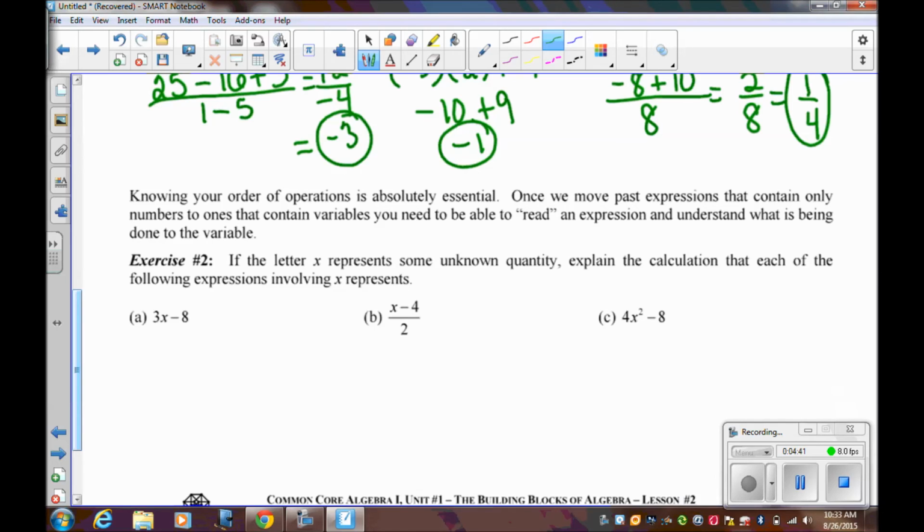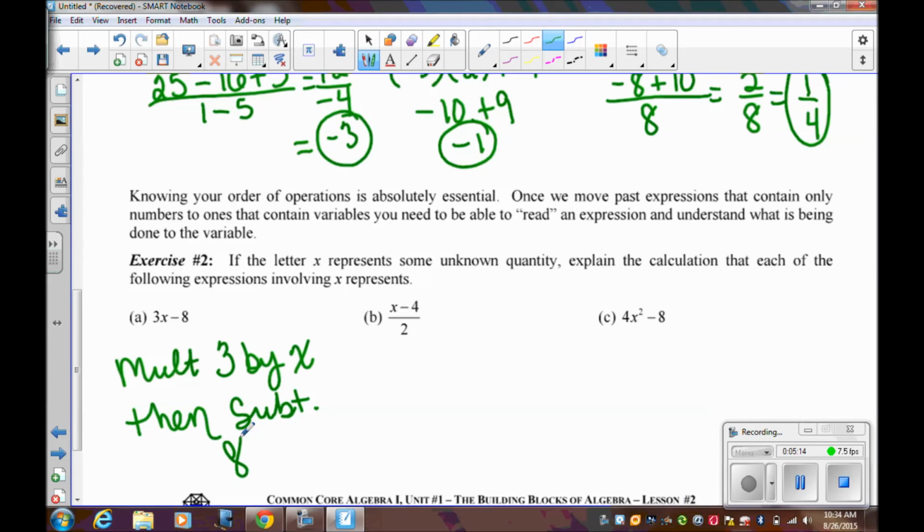So now in exercise 2, it says, if the letter X represents some unknown quantity, explain the calculation that each of the following expressions involving X represents. So we're explaining what's happening here, this 3X minus 8. So what would we do? We would multiply 3 by X, or X by 3, then subtract 8.